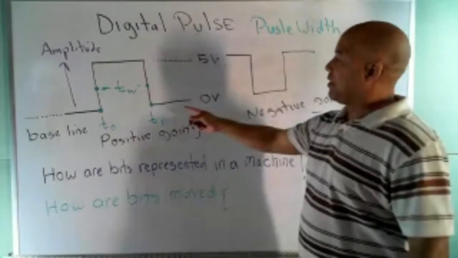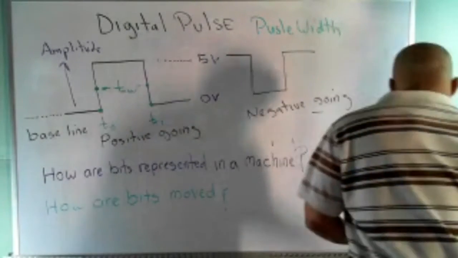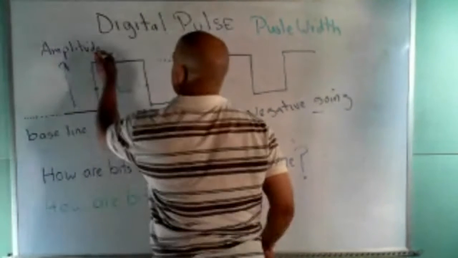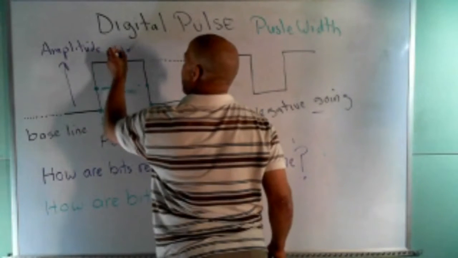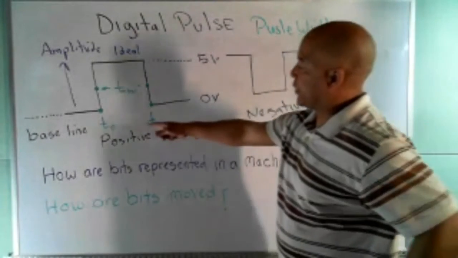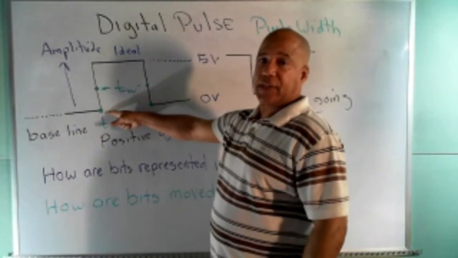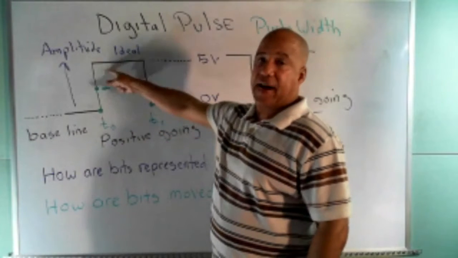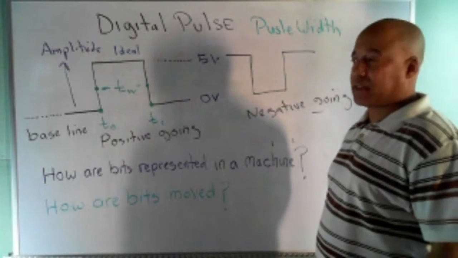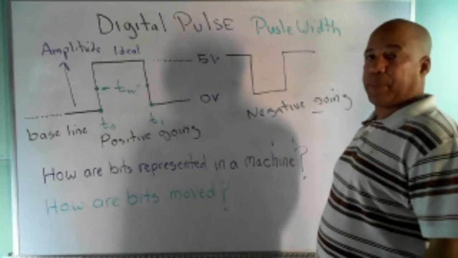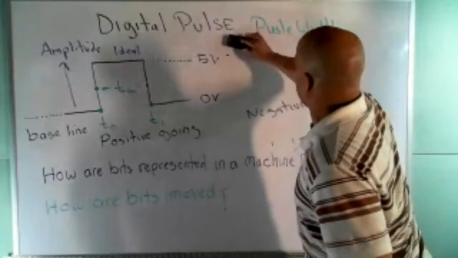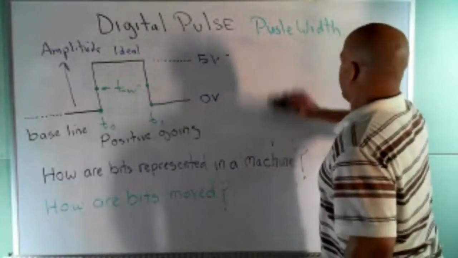Now, if you look at this, we have a problem. This is actually an ideal pulse. And I say that because, look at right here at T0. How long does it take to go from 0 volts up to 5, according to the picture I drew here? It takes no time at all. It's instantaneous, and as you know, that can't be. So I'm going to draw an actual pulse, or one that approximates an actual pulse. We'll talk about that real quick.